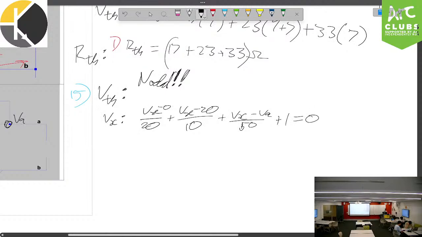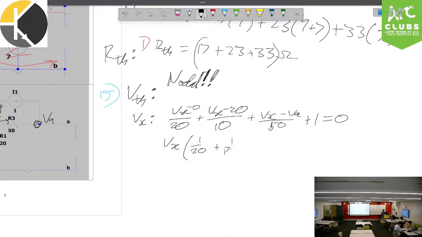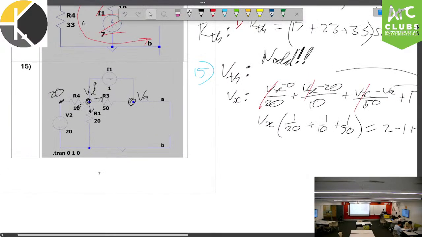This equals 0. So now I can redistribute everything, put X purely on this side. So I say Vx multiplied by 1 on 20 plus 1 on 10 plus 1 on 50. So that's just crossing out this one, crossing out that one, crossing out that one. Is going to be equal to, throw everything else on the other side. I have a 20 on 10, which is just 2. I have a minus 1, and I have a plus VA on 50. Fantastic stuff. So that's first node.